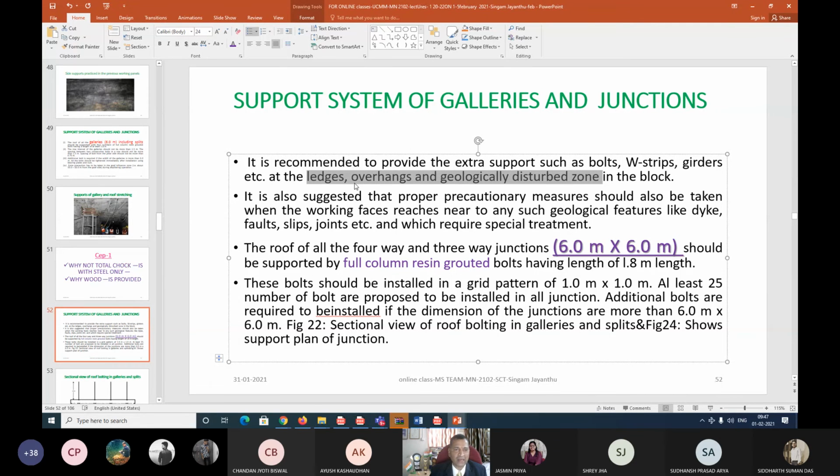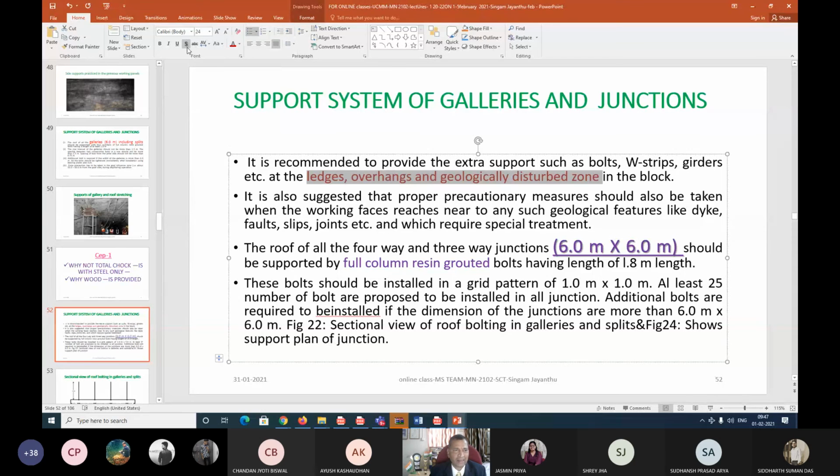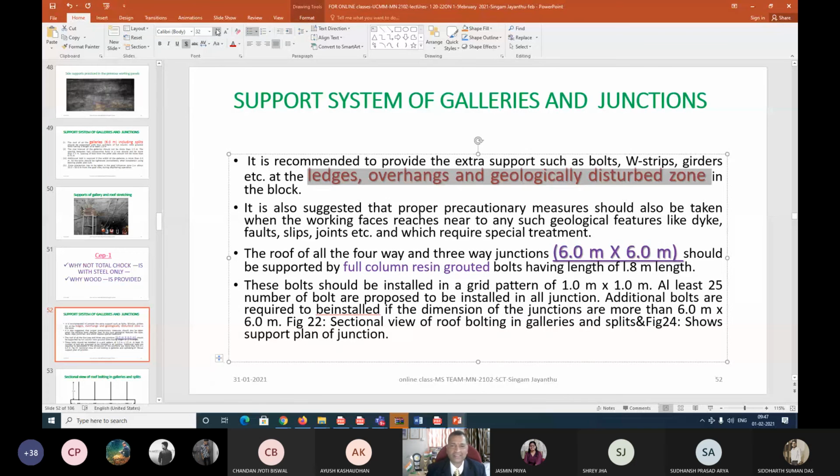Anybody want to say what is the meaning of this? What you could understand by these ledges, overhangs, or geologically disturbed places? Any idea? You need not feel shy. We are here to learn, share the knowledge, exchange with my little experience of whatever three and a half decades I did. I will like to share my knowledge with you so that you will be more beneficial for our Indian coal mining, underground mining method scenario as far as this class is concerned. Okay, so ledges, any idea?